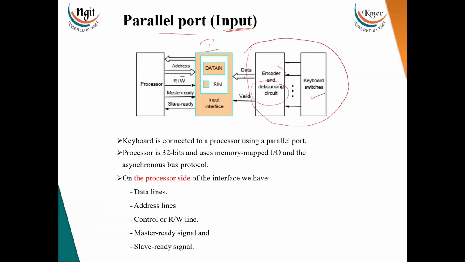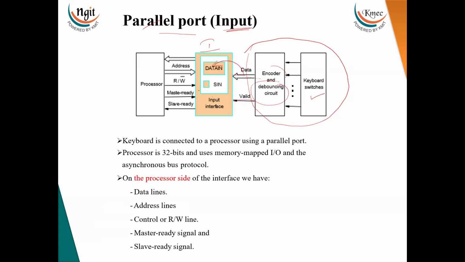After that, between the interface and the keyboard there is a data bus. Here the data transfer takes place as a parallel transfer, a parallel code, and there is also a valid signal. Whenever a key is pressed, it generates the valid signal along with the data. Both are received by the interface, and this data is placed into the data-in register.